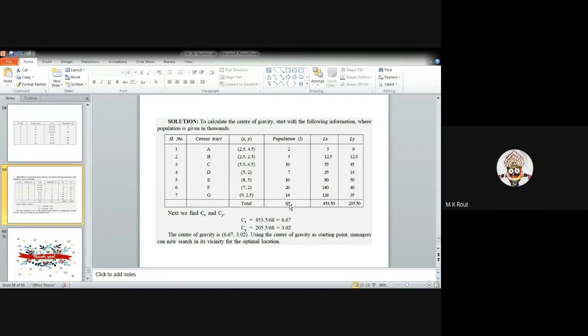So this is the new center of gravity which is used for starting the new location facilities for the healthcare unit. Is it clear? I will just repeat the sentence. The new center of gravity is found, that is 6.67 for x coordinate and 3.02 for y coordinate. Using the center of gravity as starting point, the manager can now search the new density for the optimal location for their healthcare. Is it clear to all?